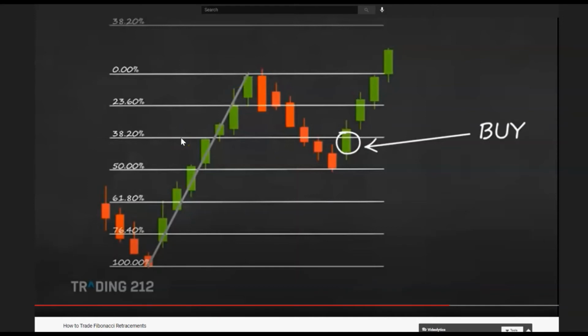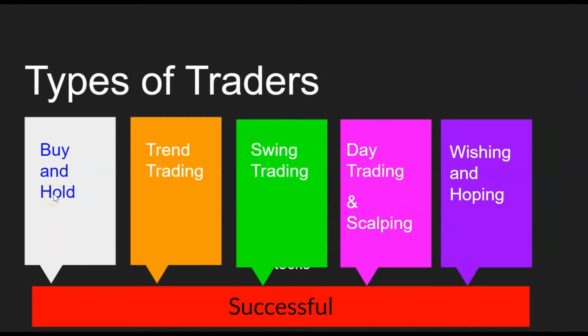I didn't want to reinvent the wheel. Buy and hold could use the Fibonacci, but you don't really need it. Trend trading certainly could use the Fibonacci retracements, but swing trading and some day trading can use it. But if you get too low in doing some scalping, you're doing scalping based on your changes in price, and you're not really going to use the Fibonacci.